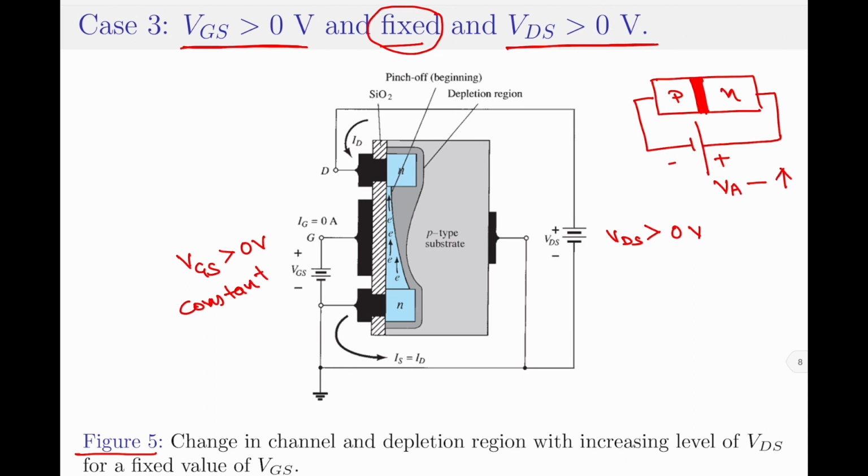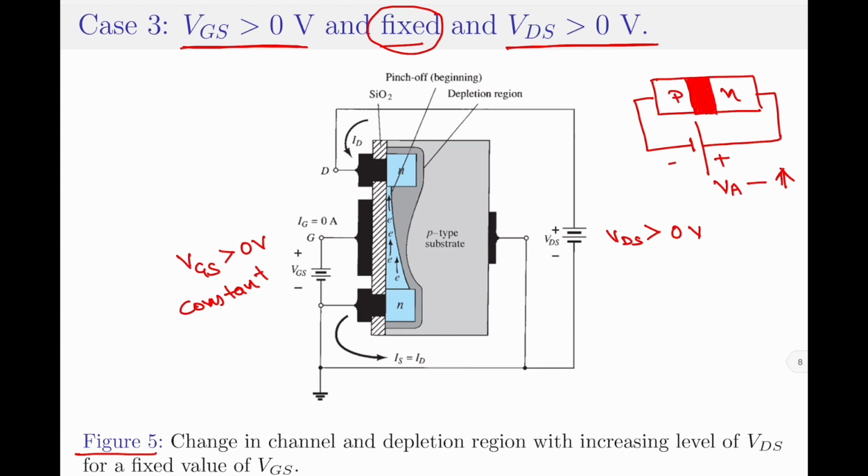If I keep on increasing the value of VA, then the width of the depletion region between the P and N-type semiconductor materials will keep on increasing. This is a very important characteristic of a PN junction. So, we understand that increasing the reverse applied voltage across a PN junction increases the width of the depletion region. Let us now apply this concept to the MOSFET in consideration.